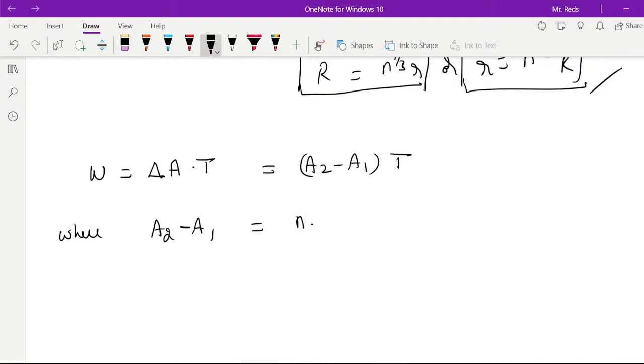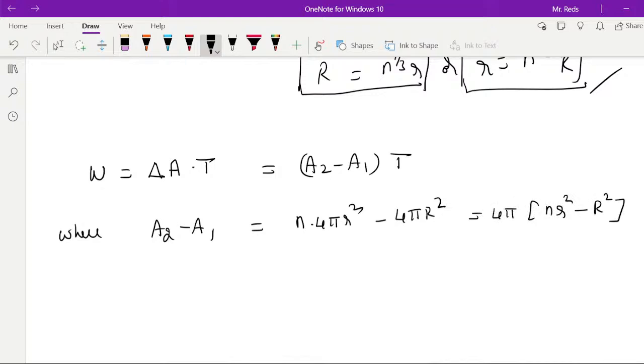So n into the surface area. The surface area of each drop is nothing but 4 pi small r square. Into the number of drops n, minus initially we have the bigger drop, whose surface area is 4 pi capital R square. If you take 4 pi out, we get 4 pi into (n r square minus capital R square).